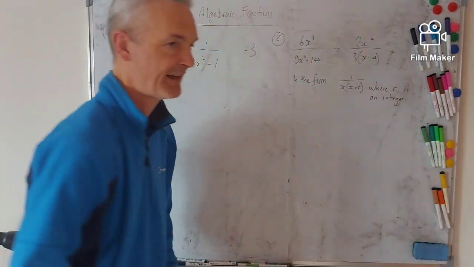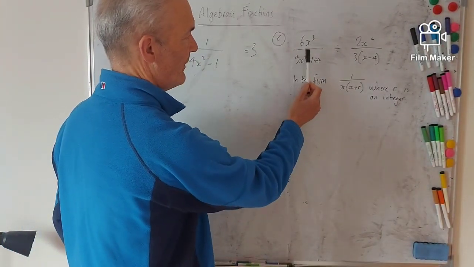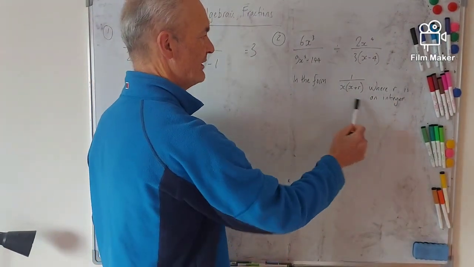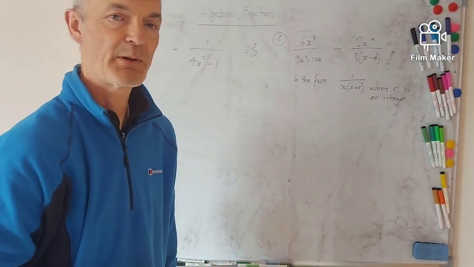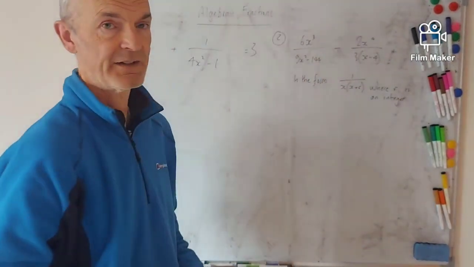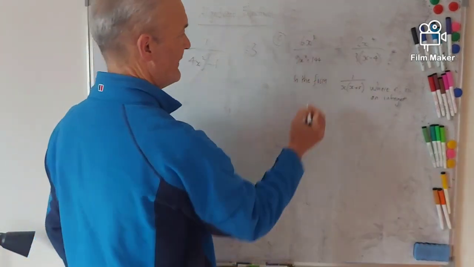So let's have a look at our second problem over here. So this divided by this, and we want to make it look like that. So a bit like some of the problems we've done on previous sessions, we're going to start by factorising these and see what will cancel out. So we can't do anything with that.